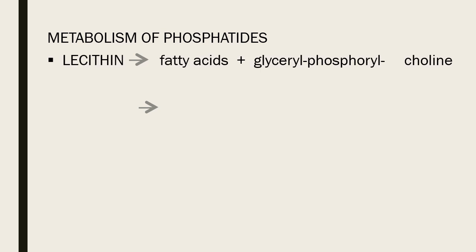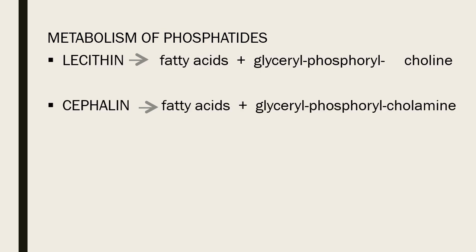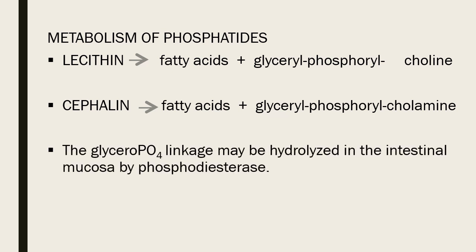Let's take a look at your metabolism of this. Your lecithin is converted into fatty acids and glycerol phosphoryl choline. Your cephalin is converted to fatty acids plus glycerol phosphoryl cholamine, or ethanolamine. The glycerol phosphate linkage may be hydrolyzed in the intestinal mucosa by phosphodiesterase to break down the phosphate linkage.